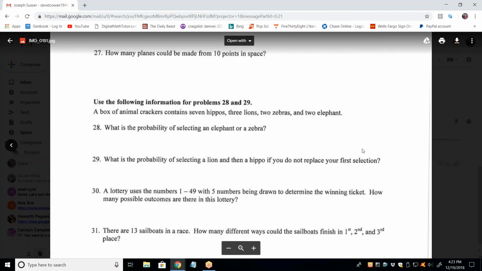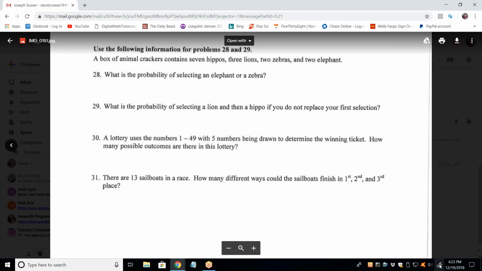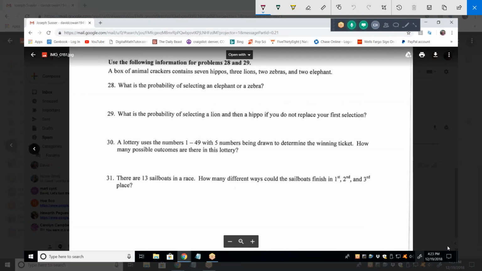And then keep going. There are 2 elephants and 2 zebras, so it would be 2 14ths plus 2 14ths equals 4 14ths, which is 2 7ths.